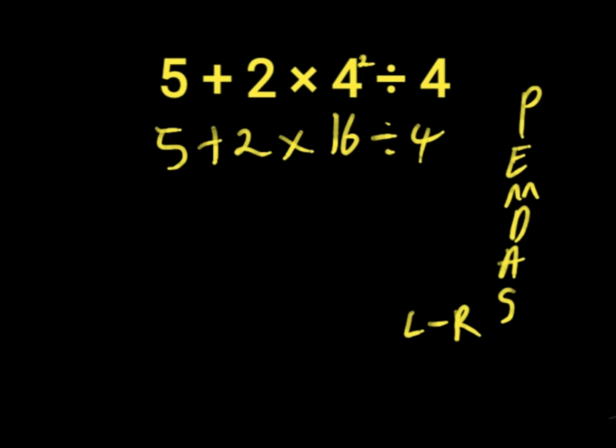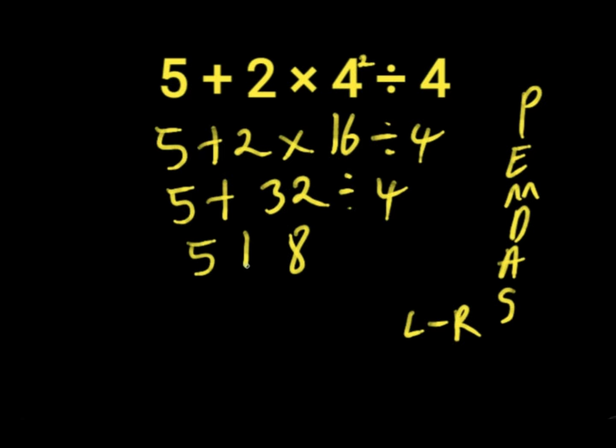2 times 16 will give us 32. Then we'll bring down 5 plus 32 divided by 4. So 32 divided by 4 will give us 8. Then we'll bring down 5 plus 8. 5 plus 8 will give us 13. So 13 is the right answer to this expression.